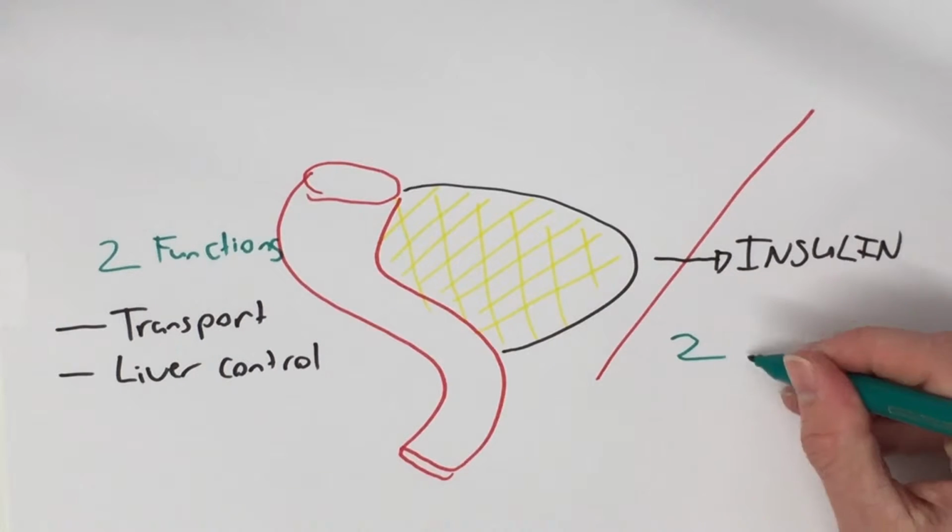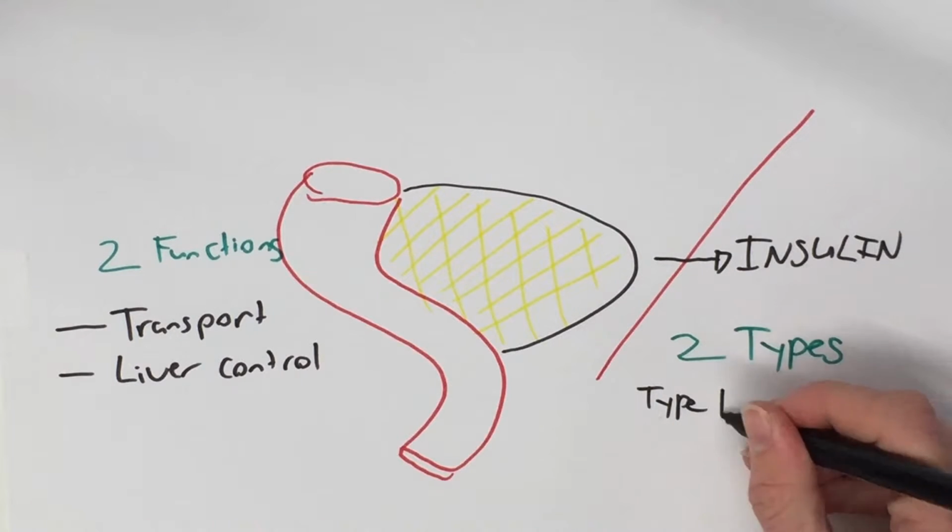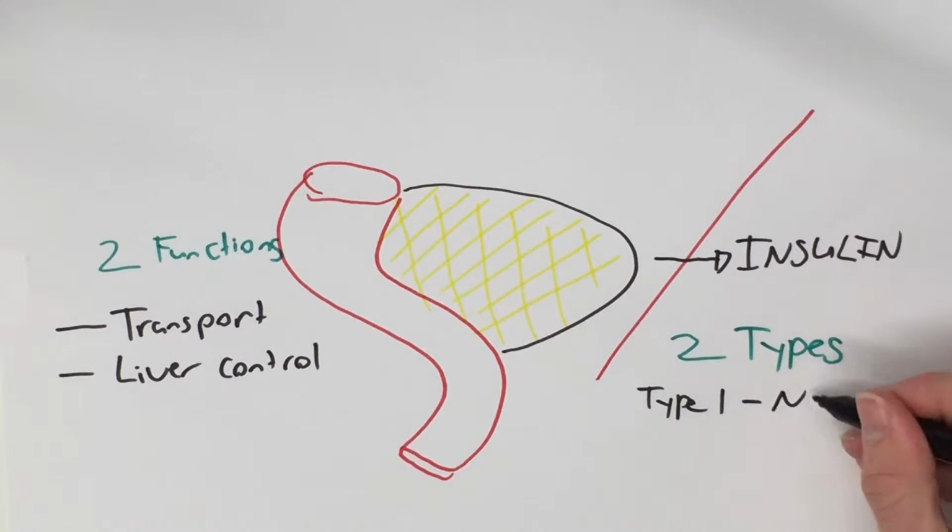There are multiple types of diabetes: type 1, where the person produces no insulin, and type 2, where the person makes insulin, but they are either resistant or their production is sluggish.